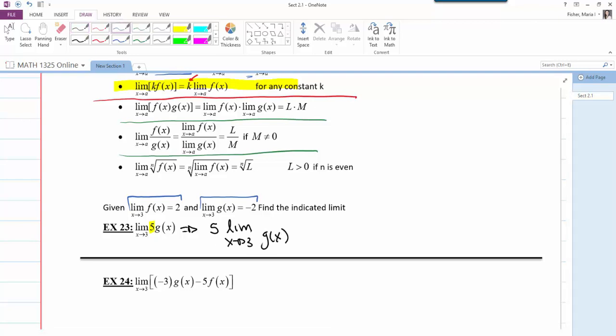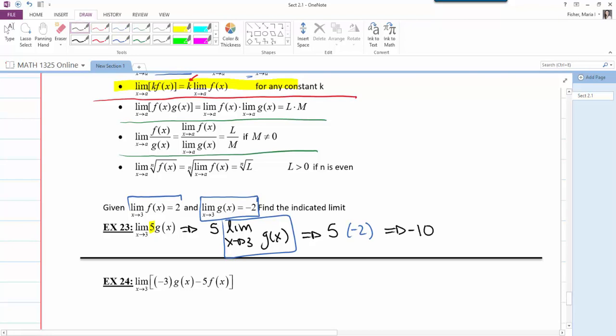Well, I know that the limit as x approaches 3 of g of x is equal to -2. Therefore, this is 5 times -2, which is equal to -10. So the limit as x approaches 3 of 5 times g of x is equal to -10.